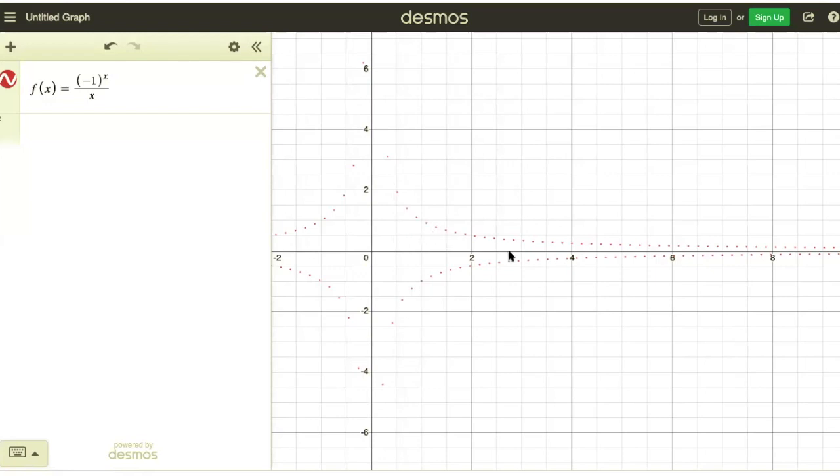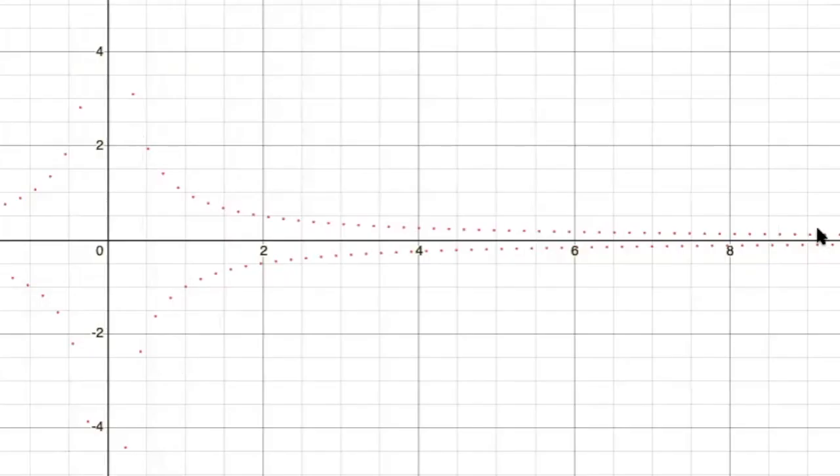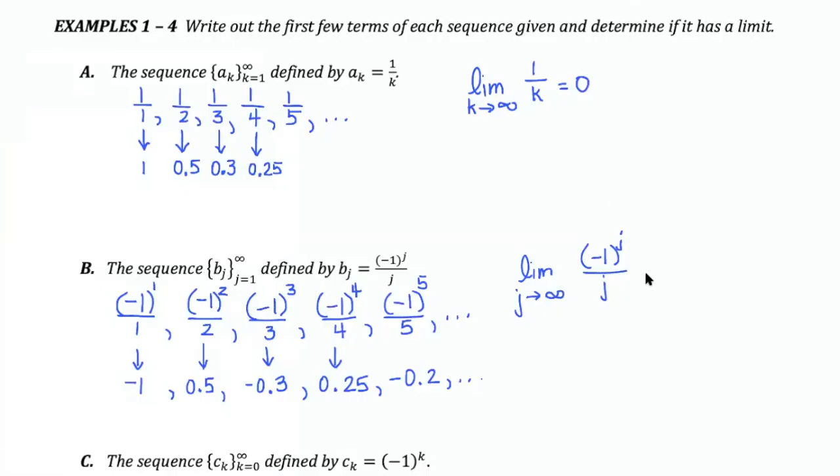But we can see a general trend here where the dots on both sides do seem to be getting closer and closer to zero. So we would say that this sequence also has a limit of zero. Now, these sequences where we can find a limit are called convergent sequences, or sequences that converge. So both A and B converge.